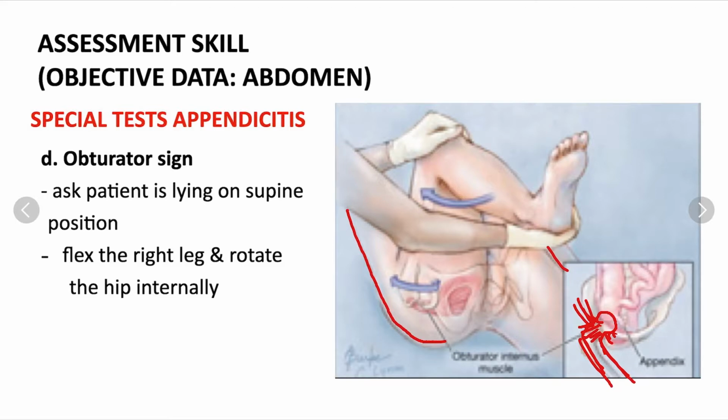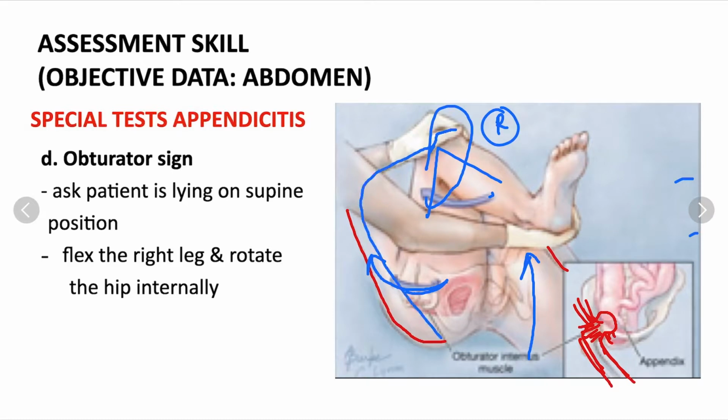Try to passively raise the right leg, so the right leg is raised and flexed at the same time. Then you're going to try to rotate the hip internally. Basically the foot is initially facing here, later the foot would be moving here on this part, and your leg position would be like this.